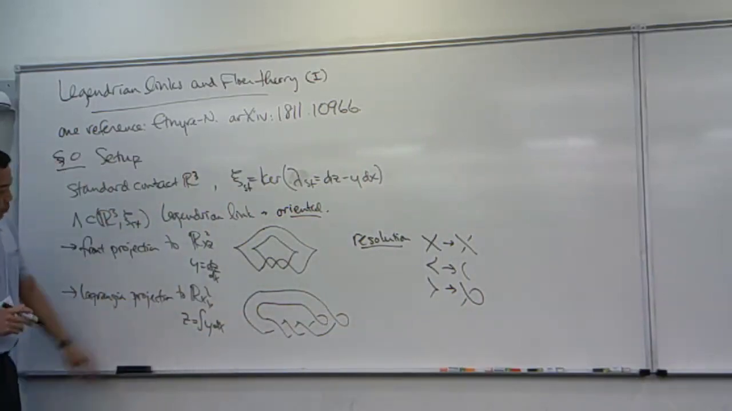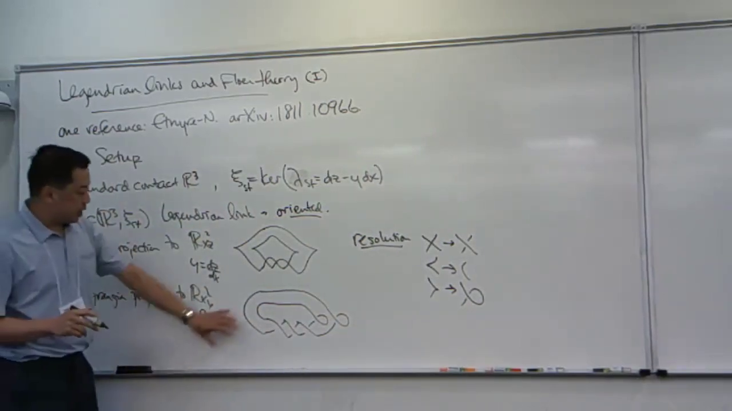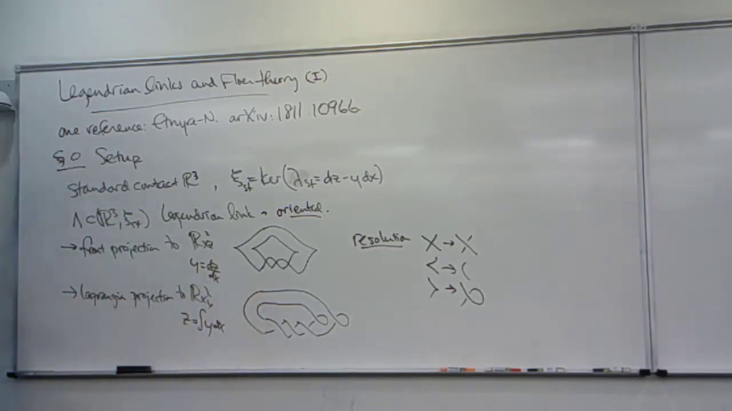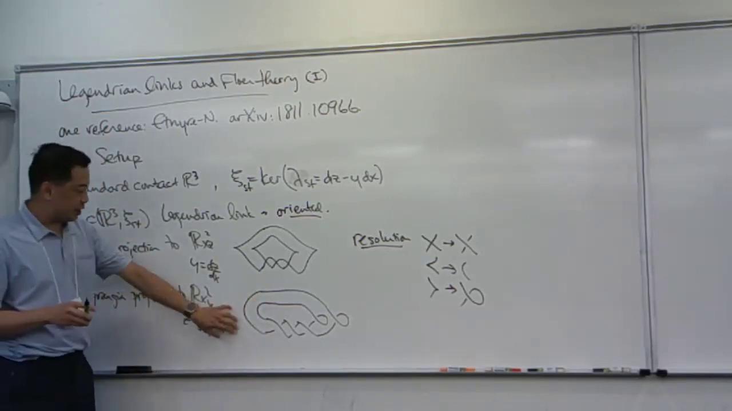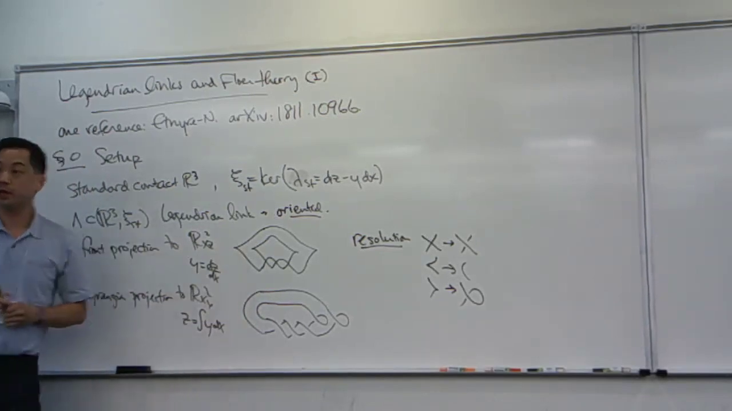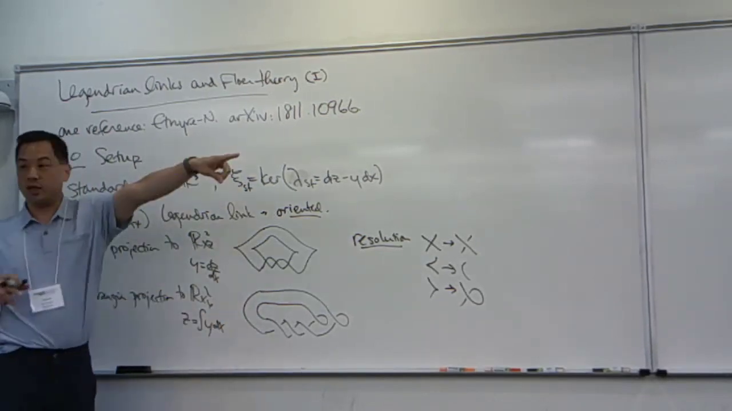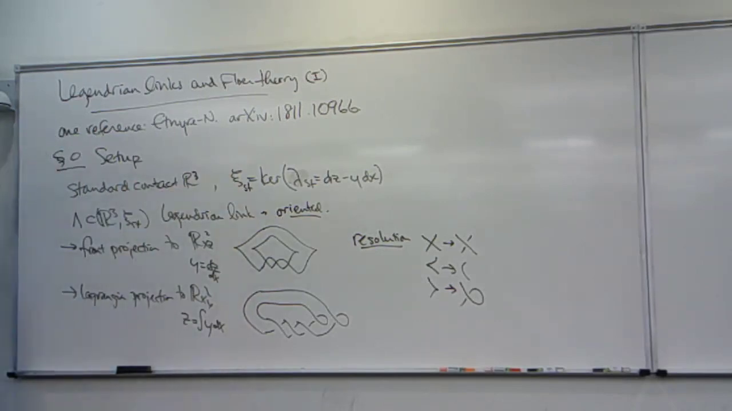There's a result that says that when you do this resolution procedure, the end result is actually the Lagrangian projection of some Legendrian link, and furthermore it's Legendrian isotopic to what you started with. And if this is too far down on the board, it's also over there.